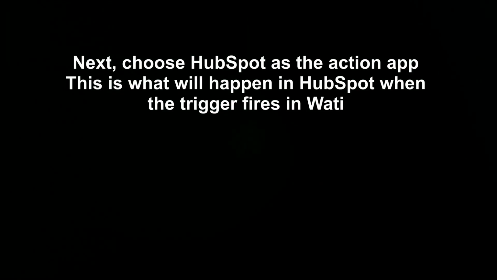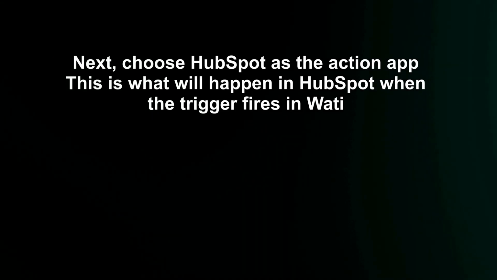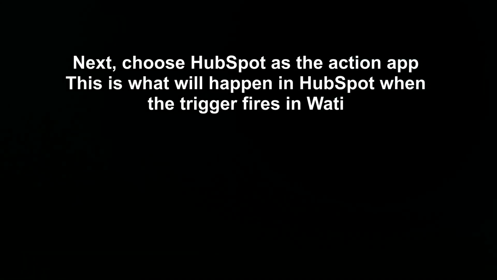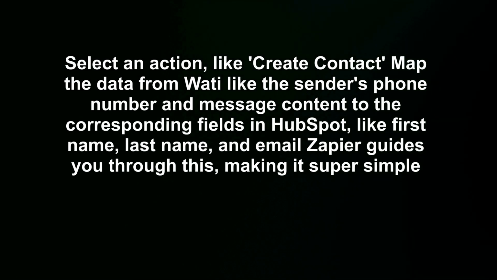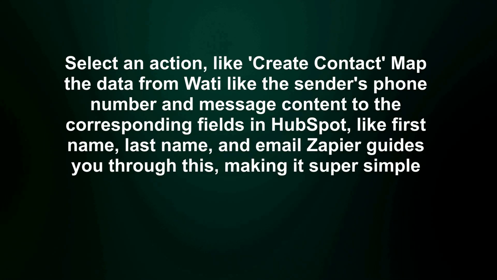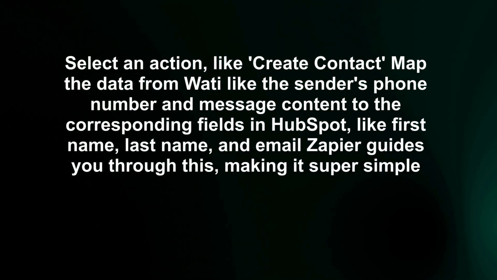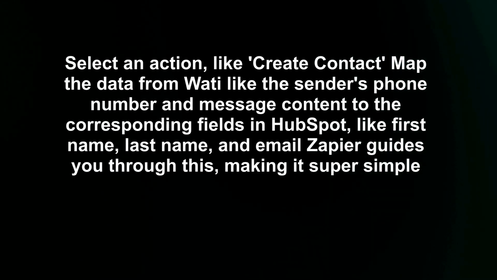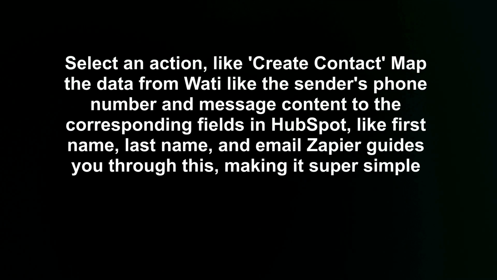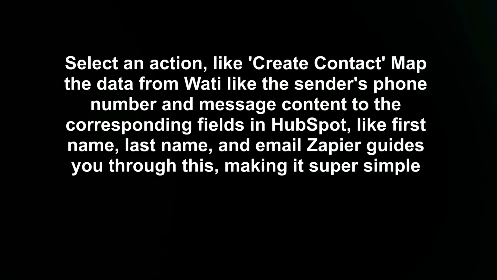Next, choose HubSpot as the action app. This is what will happen in HubSpot when the trigger fires in Wati. Select an action, like create contact. Map the data from Wati, like the sender's phone number and message content to the corresponding fields in HubSpot, like first name, last name, and email.